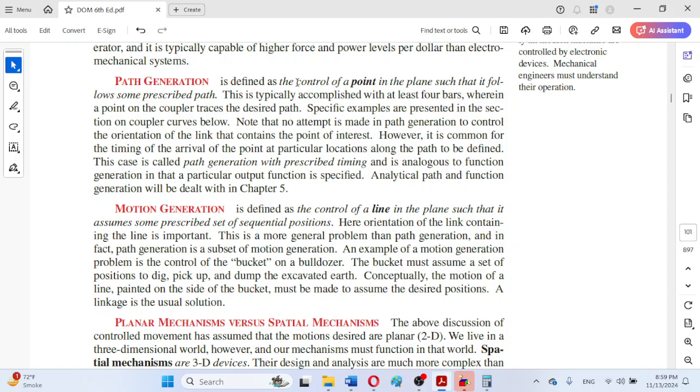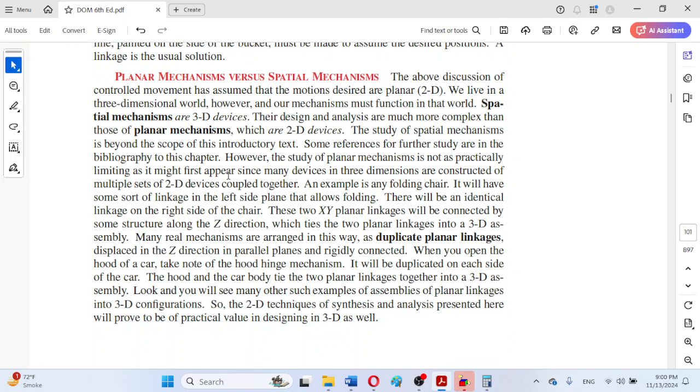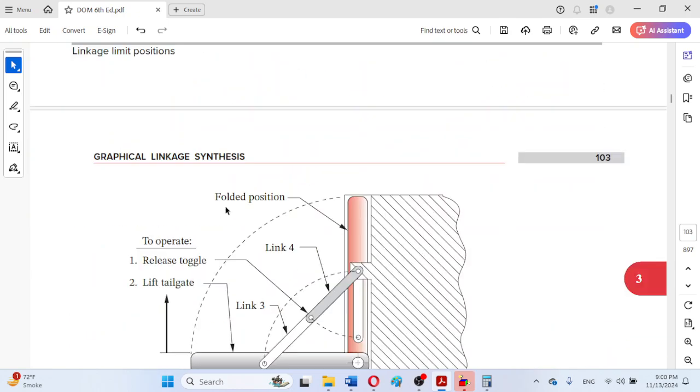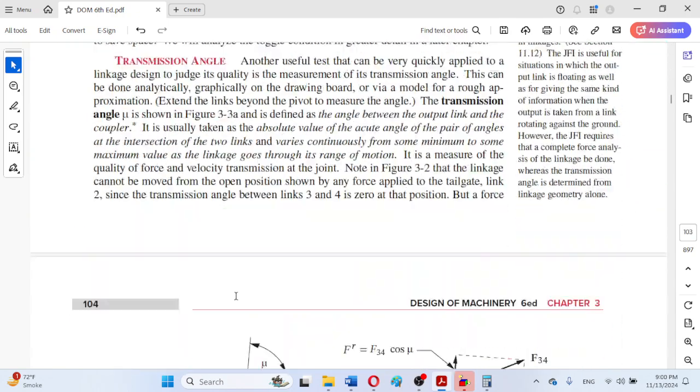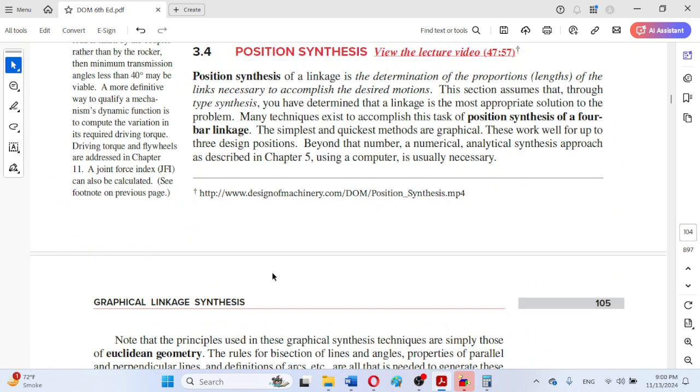The third type is motion generation, in which a complete link is moved from one given position to another given position. Further details are not to be covered at this stage. So we will be going directly toward the creation of the non-quick return mechanism first.